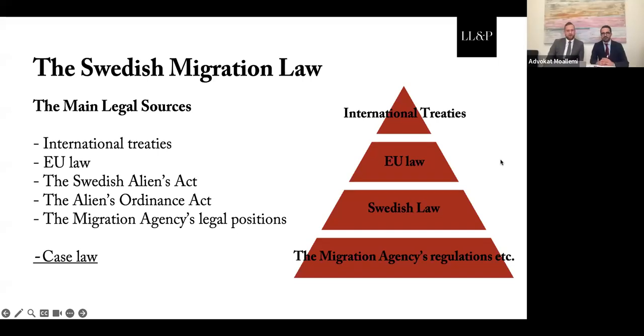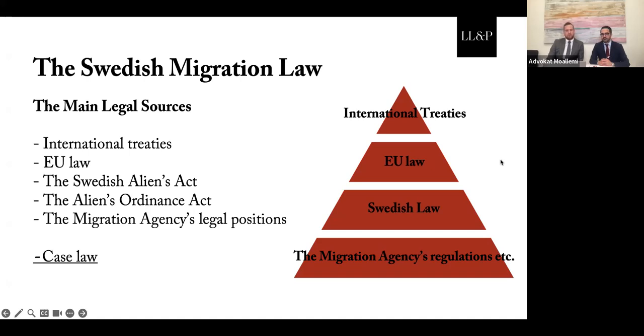After that, we also have the EU law, because many different regulations in Sweden are actually based on the principles of the EU law. Since Sweden joined the EU in, I think it was 1995, I was not too old at that time, the Swedish migration law is based on the EU law. Then we have the Swedish law, and the most important is the Swedish Aliens Act, which is called Utlänningslagen in Swedish. Some of you might be familiar with that. And then after that, we have the Aliens Ordinance, which is Utlänningsförordningen in Swedish.